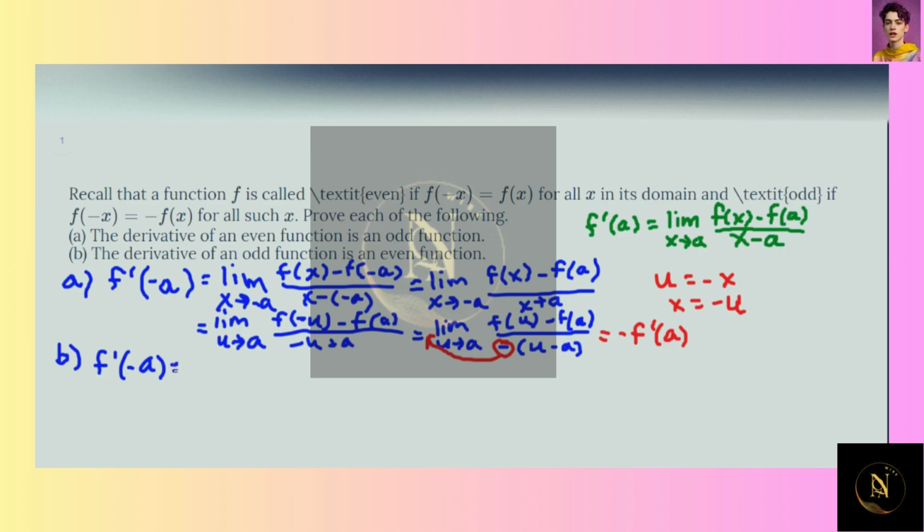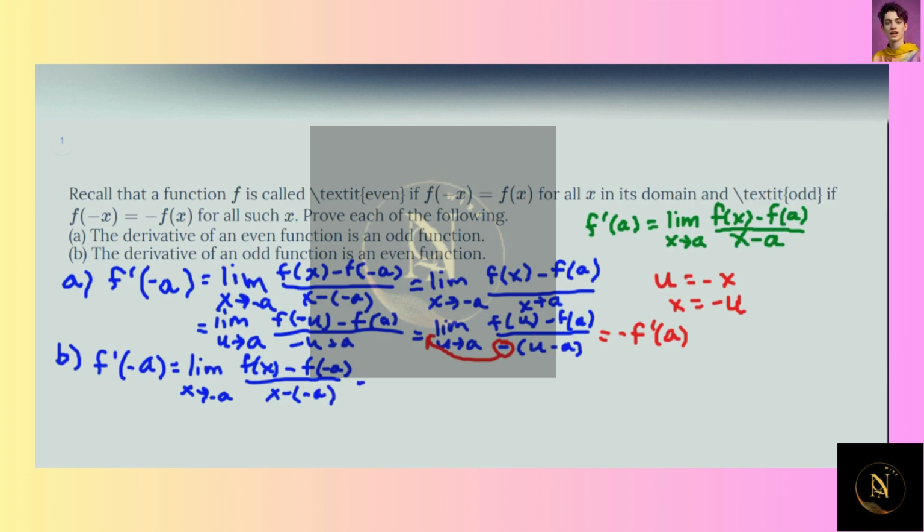Okay, so we're going to do this limit as x approaches a of this function, or we're approaching negative a. Correct this because we're plugging in negative a of this function f of x, which is an odd function. That's a new assumption in part B, minus f evaluated at negative a divided by x minus negative a.